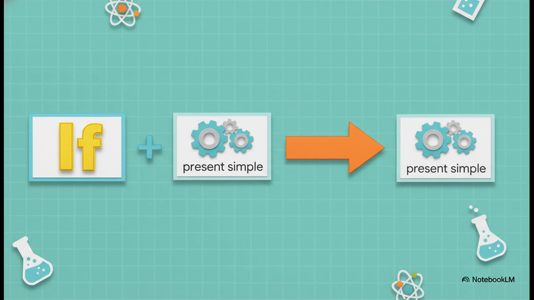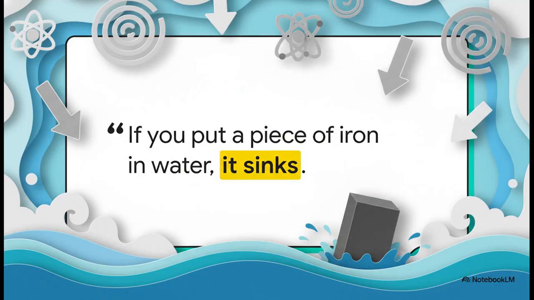It's so clean, right? If plus a present simple verb, which leads to, you guessed it, another present simple verb. The grammar perfectly reflects the idea. One present reality always directly causes another present reality. For example, if you put a piece of iron in water, it sinks. See, this isn't a maybe, it's just physics. Notice the verbs. Put is present, and sinks is present. It happens every single time, no exceptions. That's the zero conditional, right there.